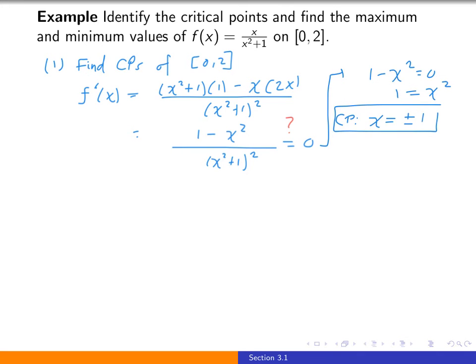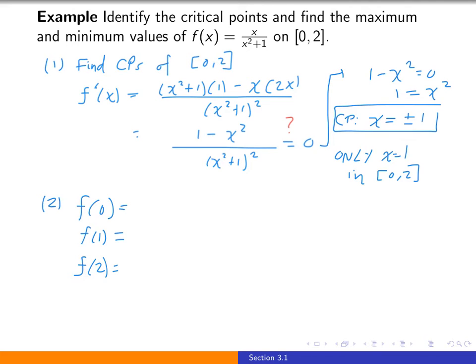But just note, only the critical point x equals 1 is in the interval that we are interested in. So in the interval from 0 to 2. So when it comes to this second step of determining those maximum and minimum values, we need to evaluate the function at 3 points. The endpoints of the interval, so 0 and 2, and any critical points inside the interval.